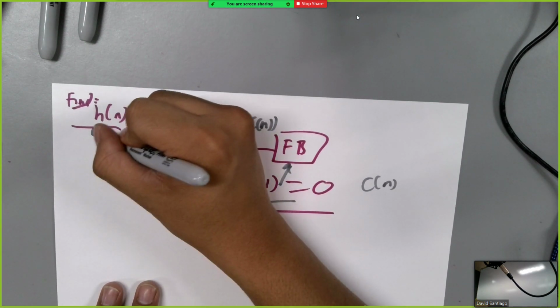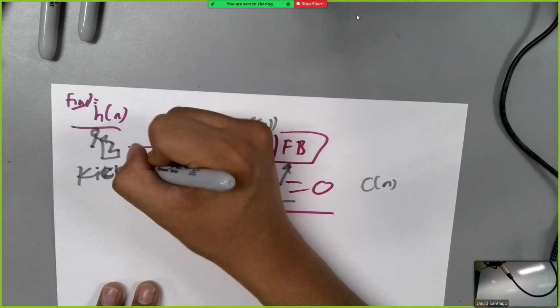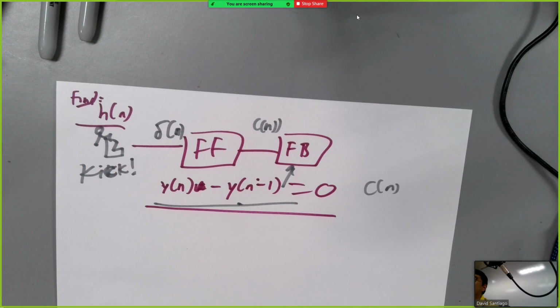Kick. Okay. How do we kick the box? The delta function, right?